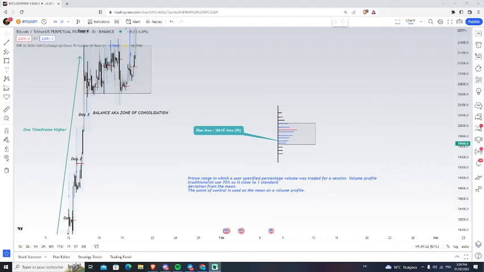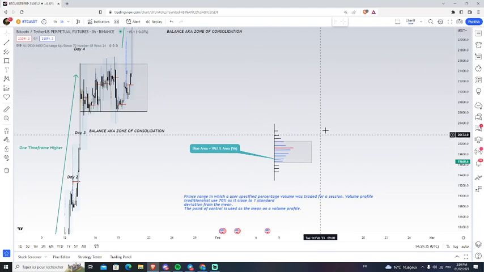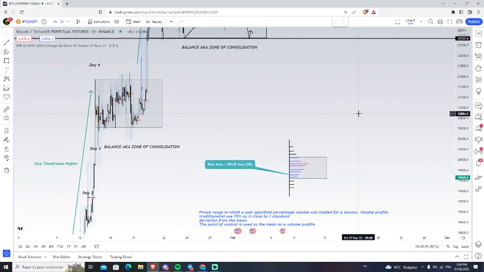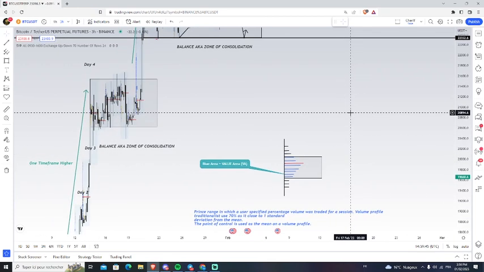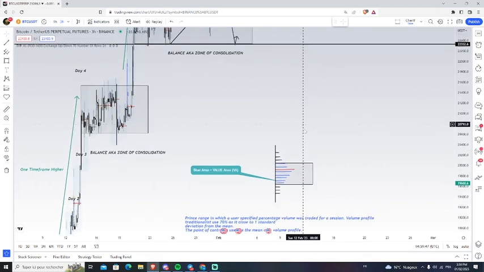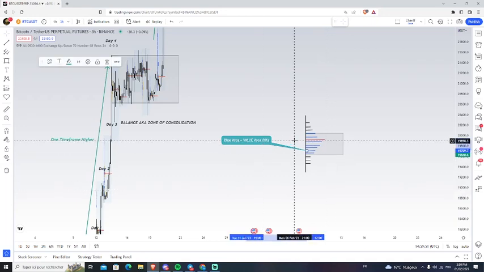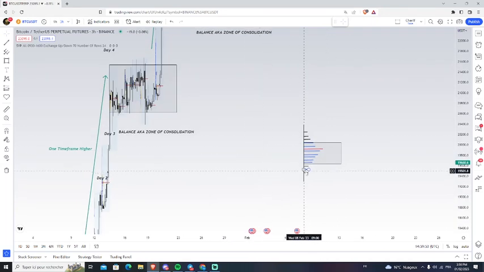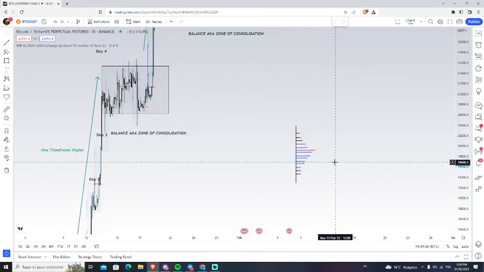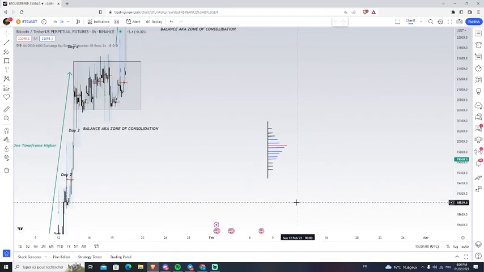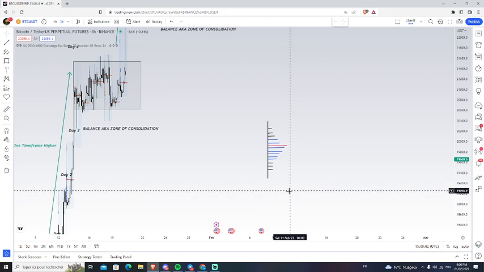So you guys should note this, because we will start explaining now how to tell the difference between a one time frame higher, one time frame lower, and how to tell the difference between a rotation market. Like how to tell if the market is rotating or if it's picking a specific direction, either to the upside or to the downside. So it's a 3 days process.